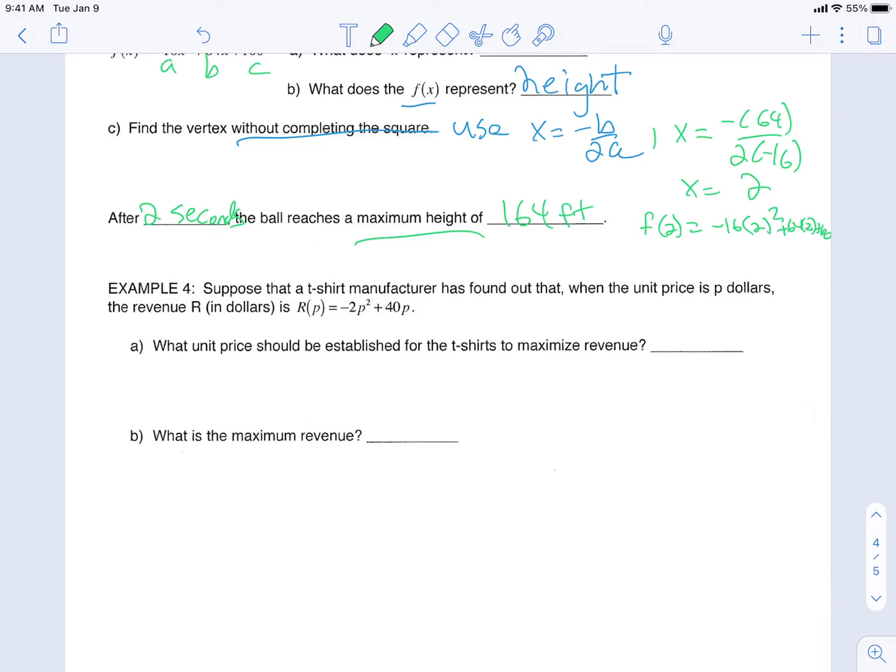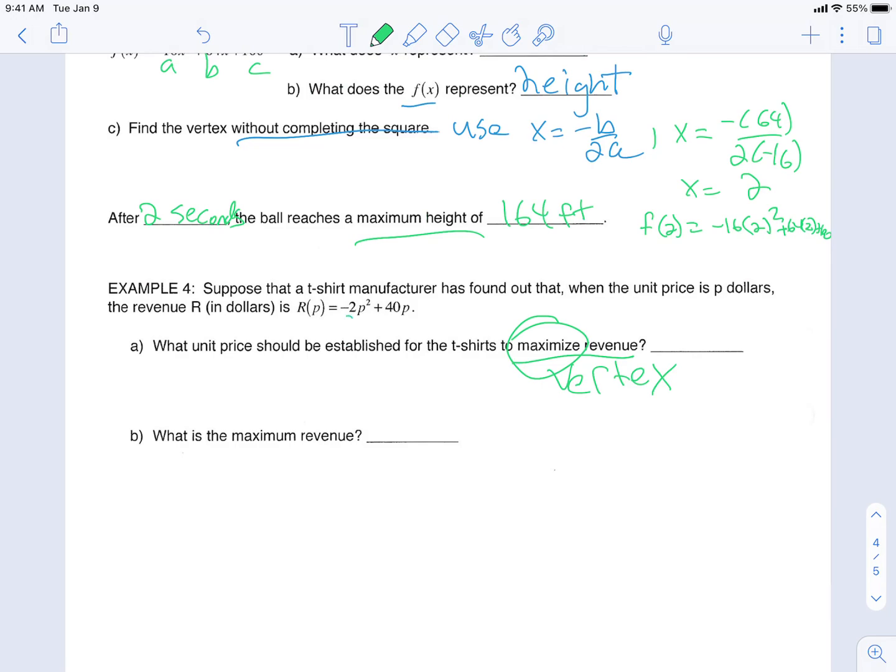Suppose a t-shirt manufacturer has found out when the unit price is $P, the revenue is R. So R of P is equal to -2P squared plus 40P. What should the unit price be to maximize revenue? Okay, again, here's that word maximize. If you're just coming to our classroom without any experience whatsoever, you might be scratching your head saying, how do you maximize? But we know better now. We know that when they say maximize, they're just talking about the vertex. It's no secret.